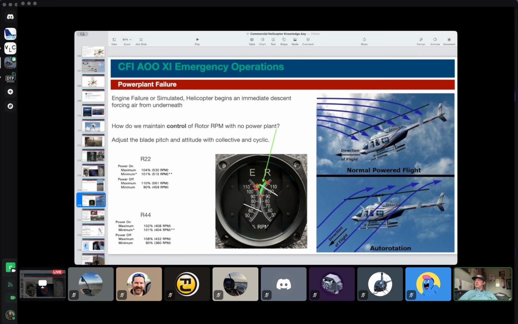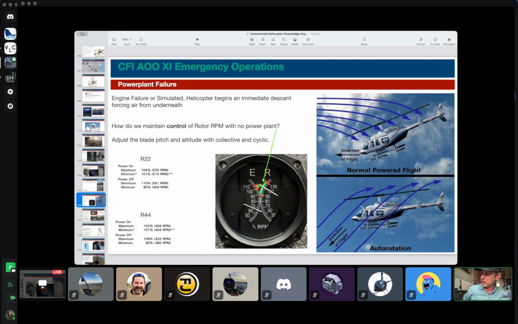So in an engine failure or a simulated engine failure, a helicopter begins an immediate descent. As soon as that power is taken away, the helicopter will immediately descend a little bit, right? We can control this descent. But as soon as that happens, the air starts to flow not from the forward direction, not induced, but forward air from the front. We have air flowing in from underneath that keeps the rotor blades spinning.